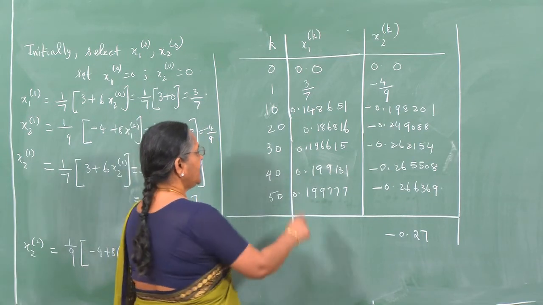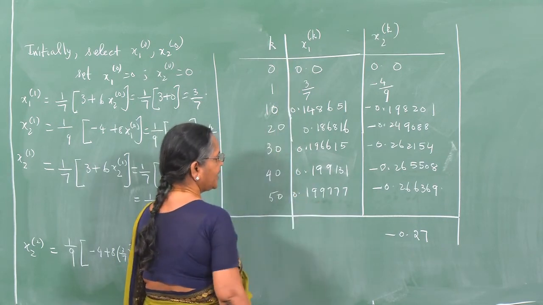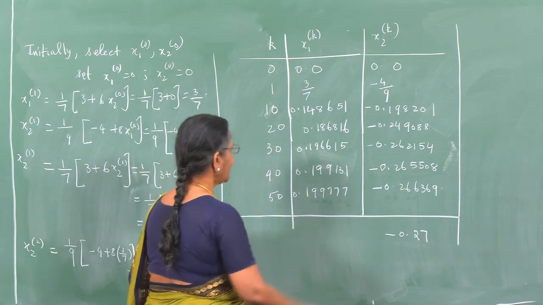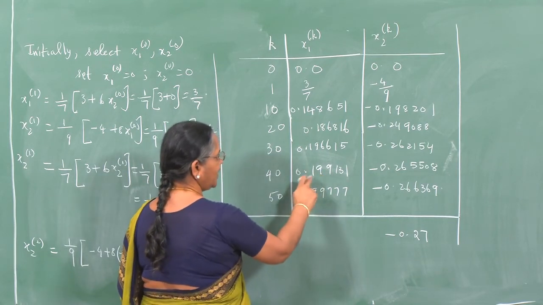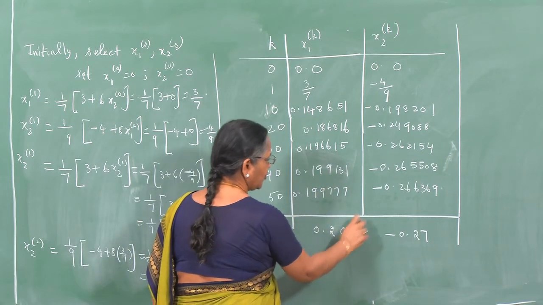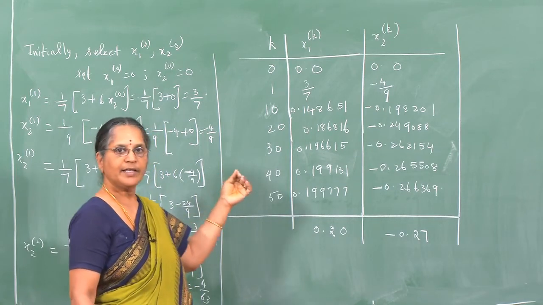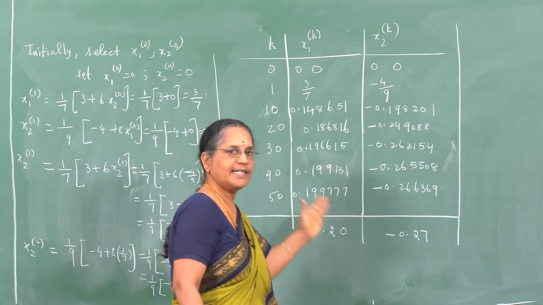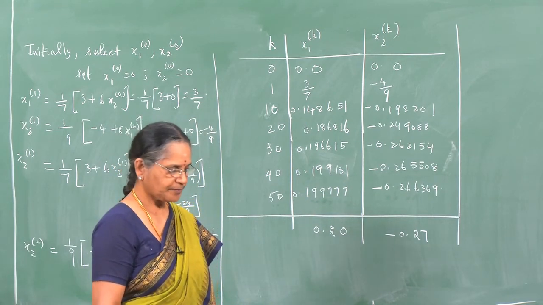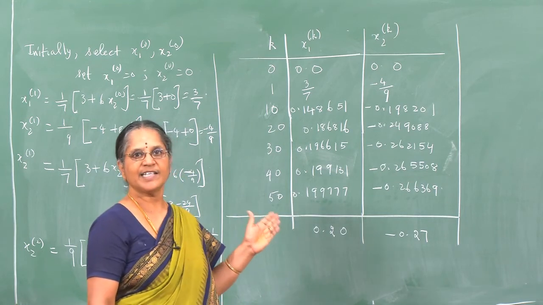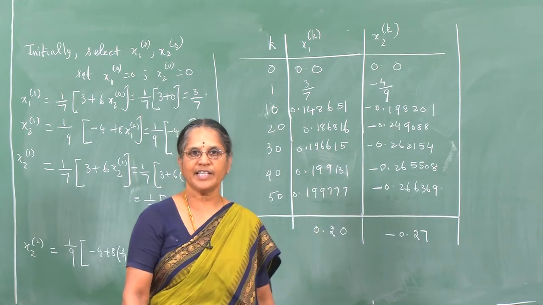And the solution for x1 is obtained in this case again correct to 2 decimal accuracy, and that turns out to be 0.20. So, at the end of 50 iterations, the solutions have been obtained correct to 2 decimal places using Gauss-Jacobi method. So, at this stage we shall see what is Gauss-Seidel method for the same system of equations.